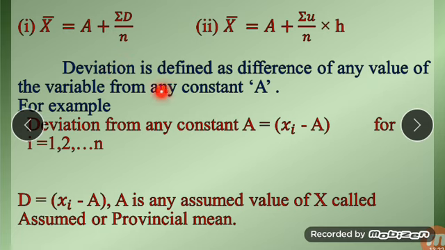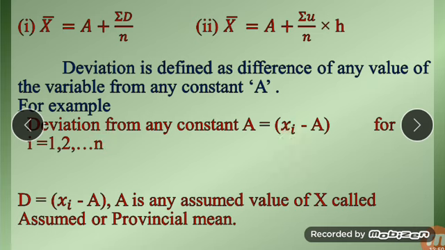D stands for deviation. Deviation is defined as the difference of any value of the variable from any constant a. I'm again repeating it: deviation is defined as the difference of any value of the variable from any constant a. Any value of the variable means the values or observations which are in the data. So the difference of it from what? From any constant a is known as deviation.